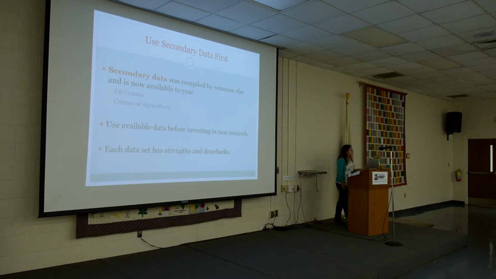So you really do need to go out there and look at what secondary data is available in my community, in my area. And it's a lot cheaper to use secondary data. So if there's really good secondary data out there, use that first before investing in new research, but also know that you not only look at whether the data is there, but what the quality of that data is. And each data set is going to have strengths and drawbacks.